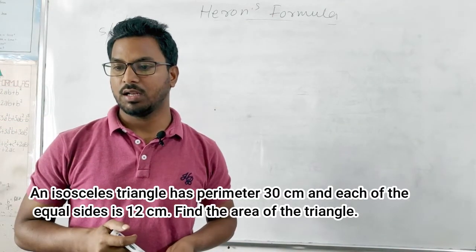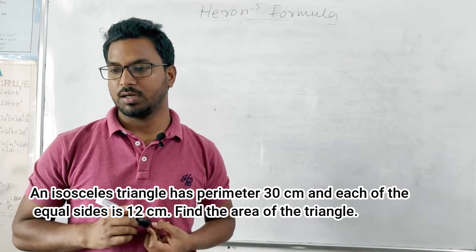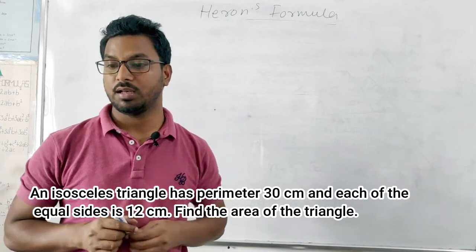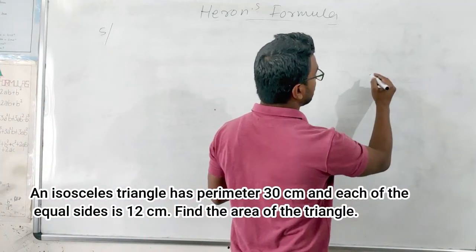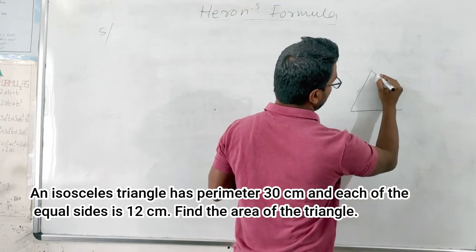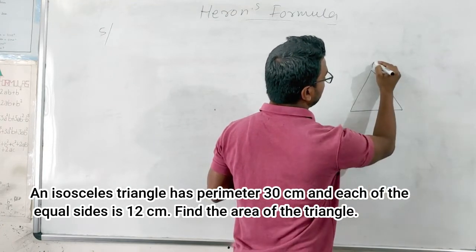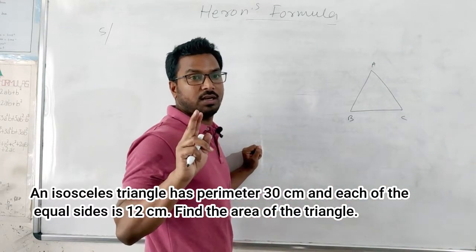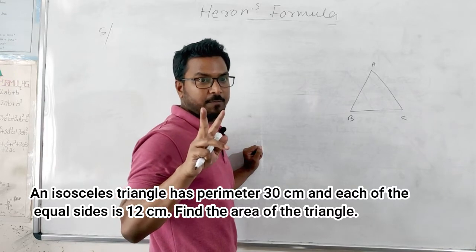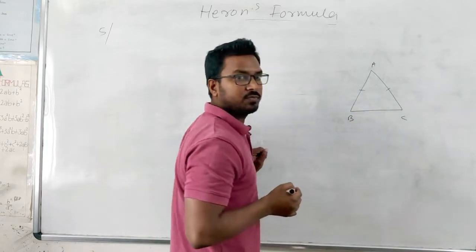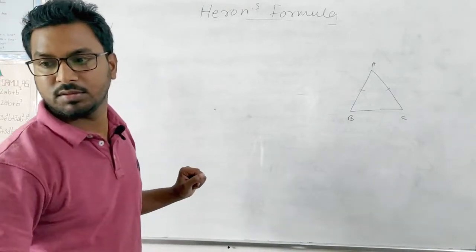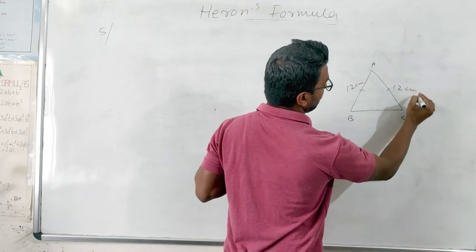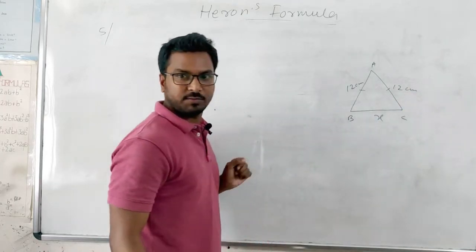See the last question. An isosceles triangle has perimeter 30 centimeter. Perimeter 30 is given and each of the equal sides are 12. Find the area of triangle. So what is isosceles triangle? Any two sides are equal. When a triangle has any two sides equal, suppose this and this, so equal side is given how much? 12.